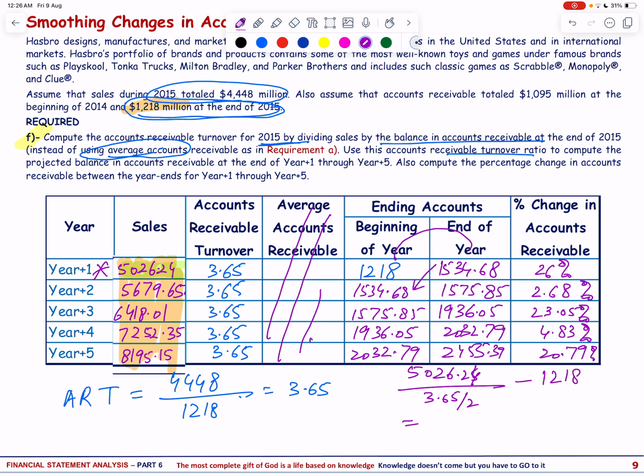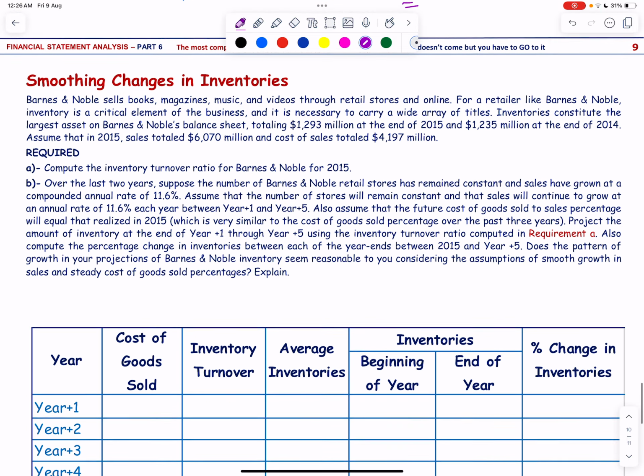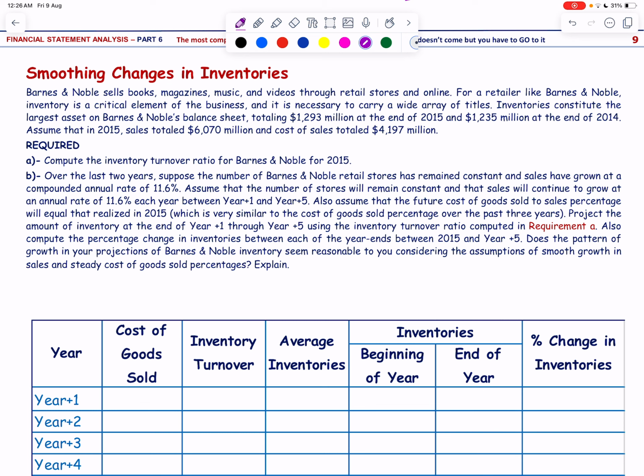Next we go to a new exercise, that is smoothing changes in inventories. Now, Barnes and Noble sells books, magazines, music, and videos through retail stores and online. For a retailer like Barnes and Noble, inventory is a critical element of the business, and it is necessary to carry a wide array of titles. Inventories constitute the largest asset on Barnes and Noble's balance sheet, totaling 1293 million at the end of 2015 and 1235 at the end of 2014. Assume that in 2015 sales total 6070 million and cost of sales is 4197.